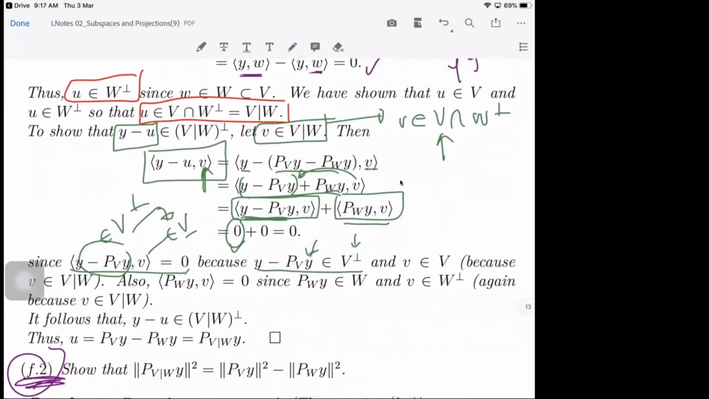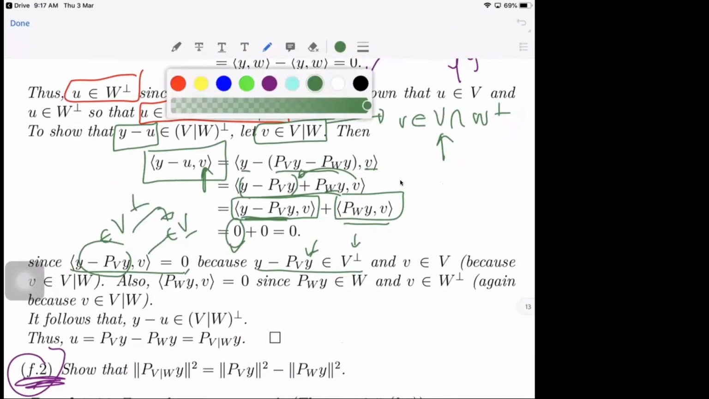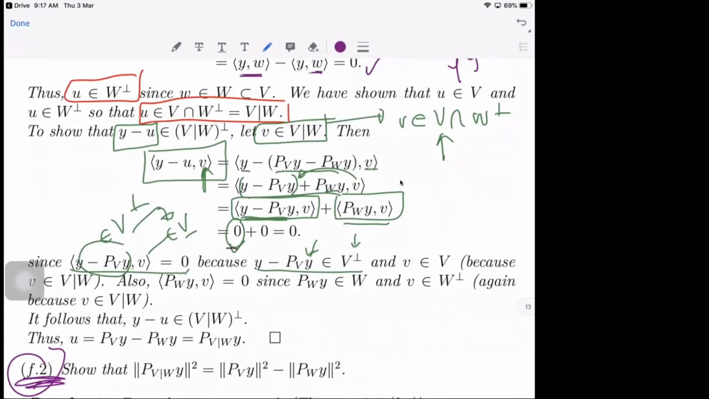Question? Did you understand? Yes, ma'am. So this part is okay. And then let's look at this. That is 0 because V again is also in W perp, and the projection of Y onto W is in W. So V is in W perp, projection of Y onto W is in W. Then the inner product is 0.